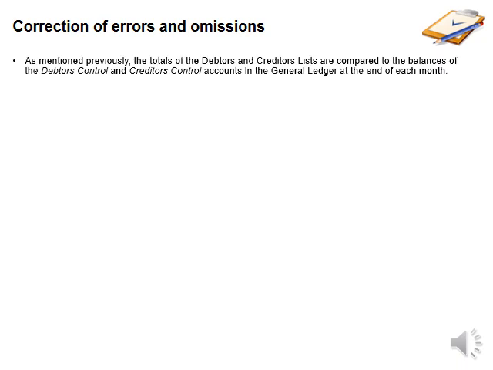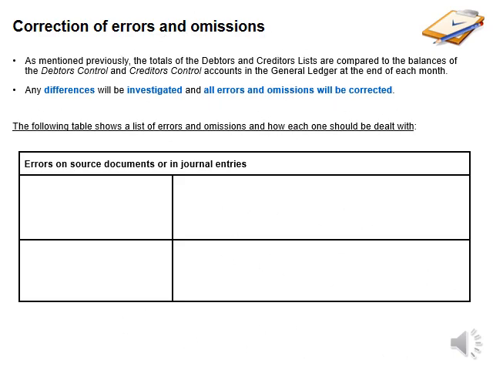Corrections of errors and omissions. As mentioned previously, the totals of the debtors and the creditors list are compared to the balances of the debtors control and the creditors control accounts in the general ledger at the end of each month. Any differences will be investigated and all errors and omissions will be corrected.